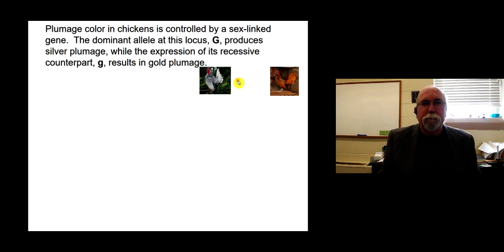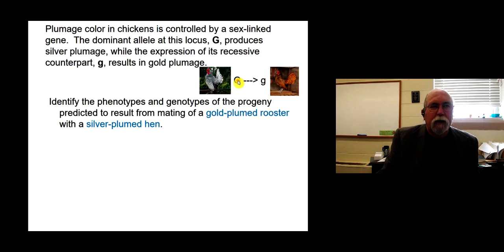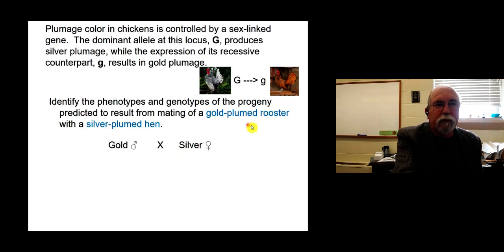All right. Now let's set the problem up. The problem says: identify the phenotypes and genotypes of the progeny predicted to result from the mating of a gold plumed rooster with a silver plumed hen. So what is this? Immediately, it's a top-down problem, right? You're given some parentals, you're given A and B, and you want to know what C is going to be. Okay, so let's set it up. We just write down the given. We've got a gold male, it says. The rooster is a male, obviously, and the hen is the female, so we've got a silver female.